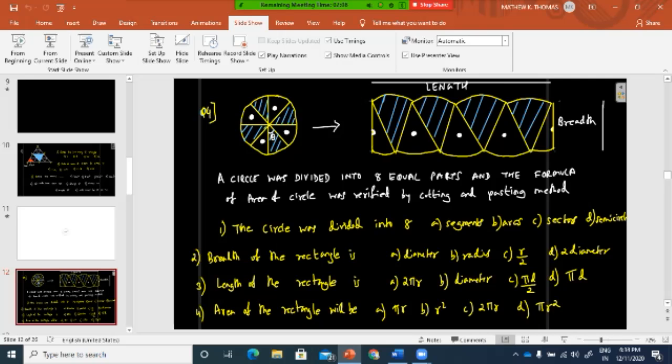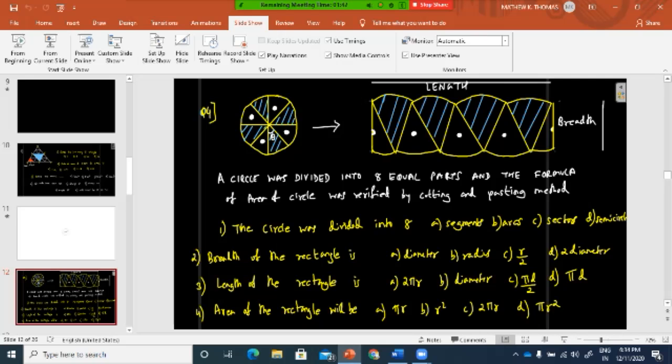So which option is going to be the correct option? Length of the rectangle is 2 pi r, diameter, pi d by 2, or pi d? Sir, C, pi d by 2. It's C, pi d by 2, correct, because the diameter is 2r, isn't it? So they have not given you the direct answer. Diameter by 2 is radius, so pi r. So option number C, pi d by 2, will be the answer.